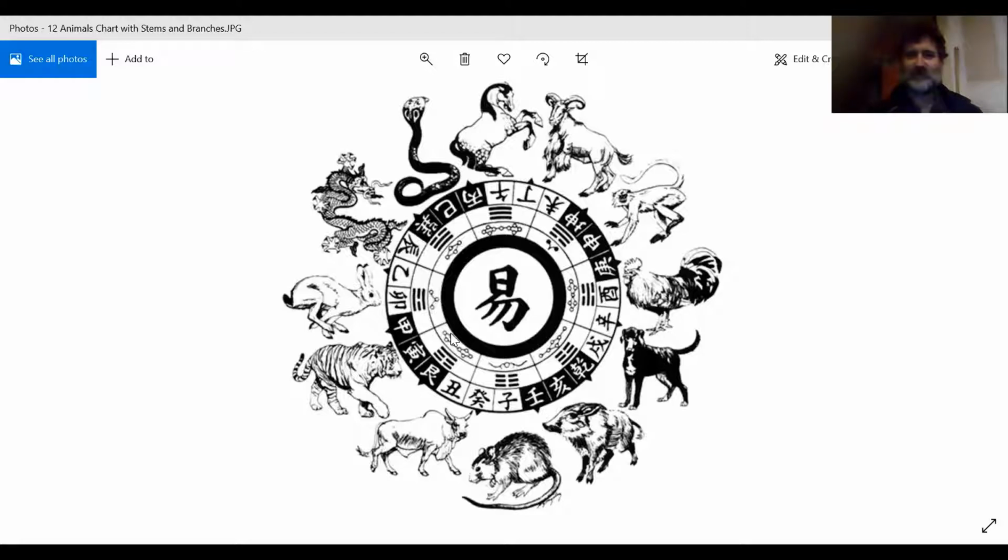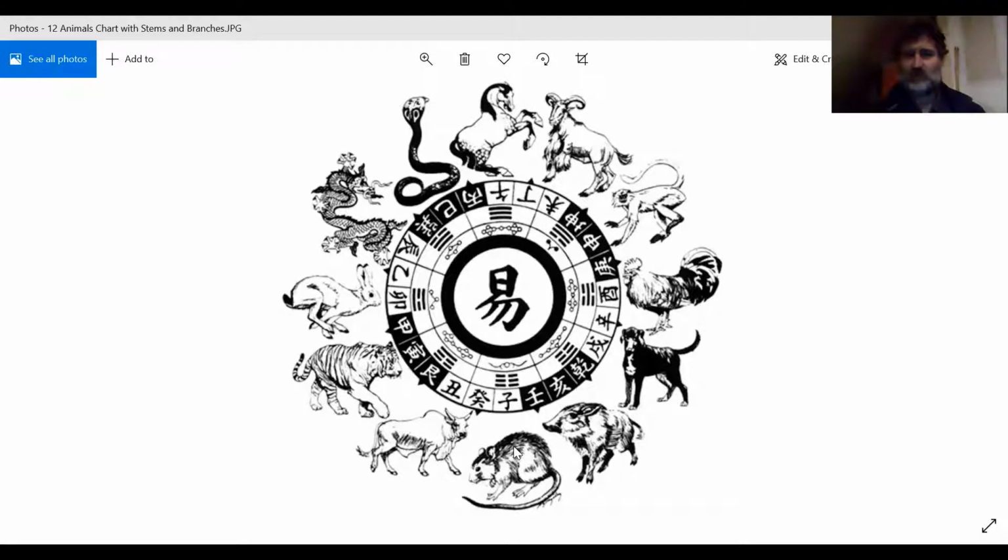So this chart shows the 12 animals. It is lined up with the traditional Chinese feng shui map with south at the top, so horse and fire, and north at the bottom, so rat and water.